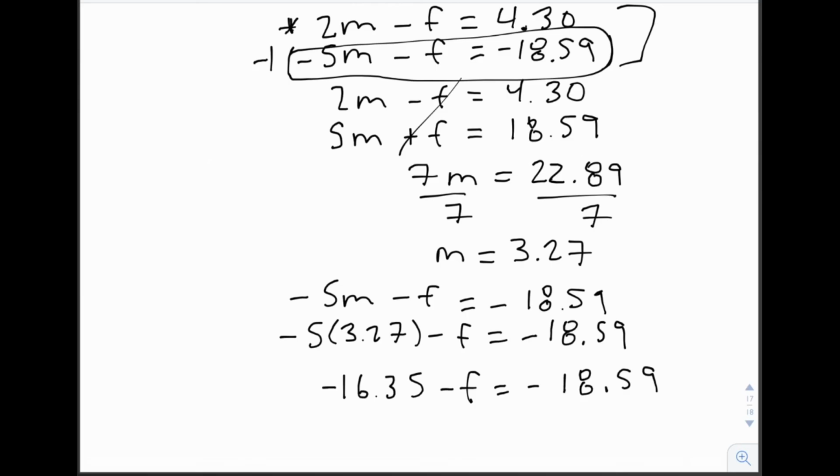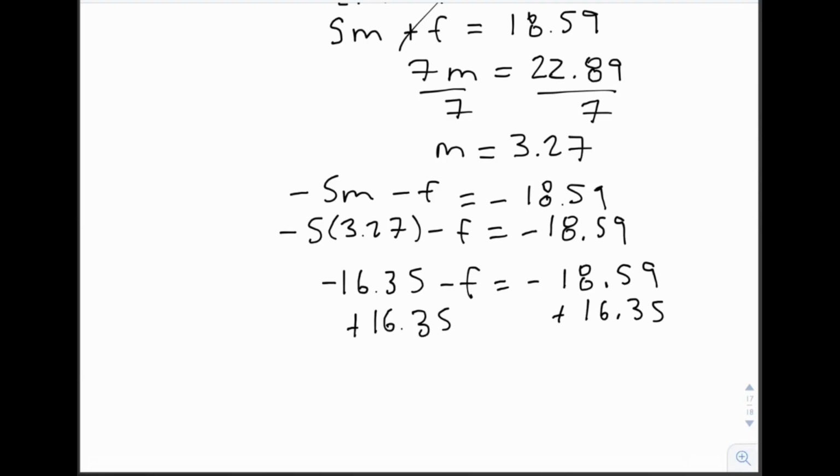And all we need to do now in order to figure out our value is add that 16.35 over to our right hand side to figure out what our flour is. So we have a negative flour equal to a negative 2.24, and we can divide by negative 1 to get our flour item cost as $2.24.